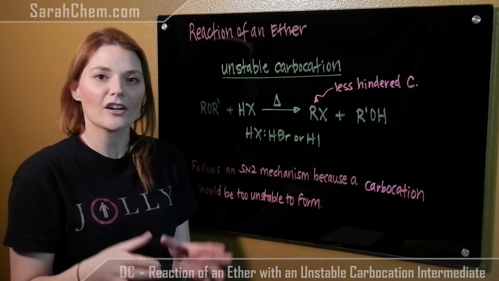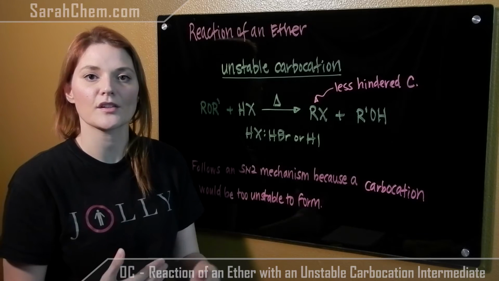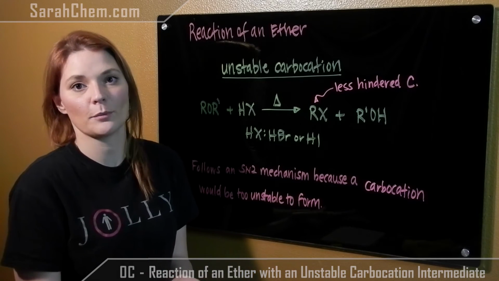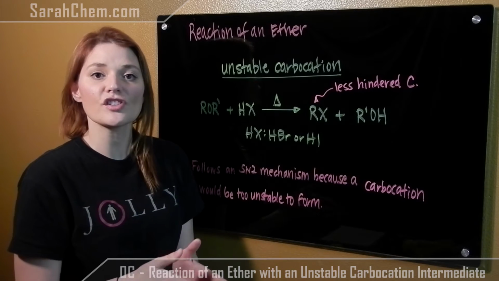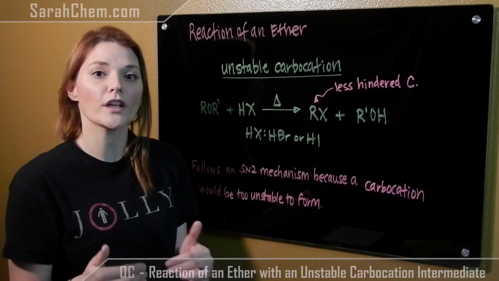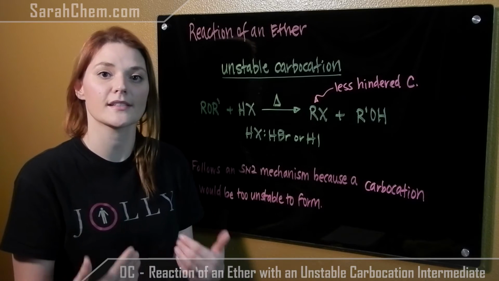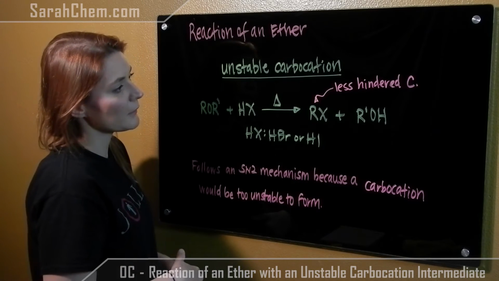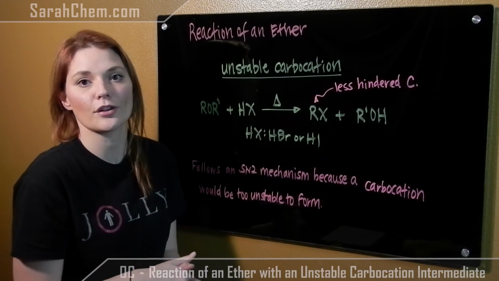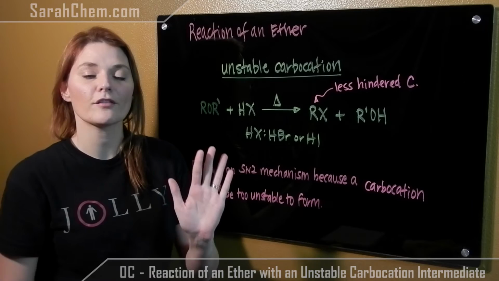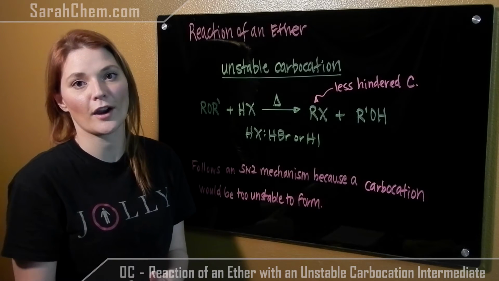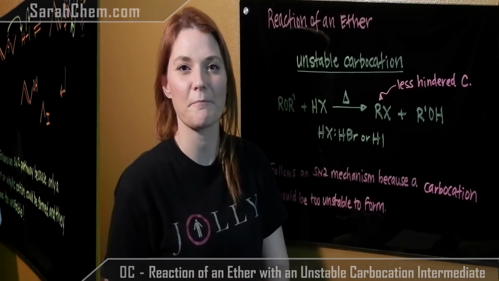Now, we're not actually going to form a carbocation in this reaction. We're going to follow the SN2 mechanism, which bypasses the formation of a carbocation. You just know that the ether is going to take the SN2 pathway if the only carbocations it could form are unstable. The next thing that's really important to understand is your halide is going to attack the carbon that's less hindered. So if you have a vinylic carbon versus a primary carbon, your halide would preferentially attack the primary carbon. Let's take a look at that mechanism.